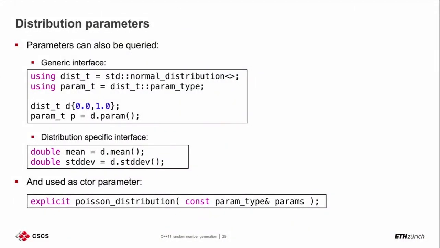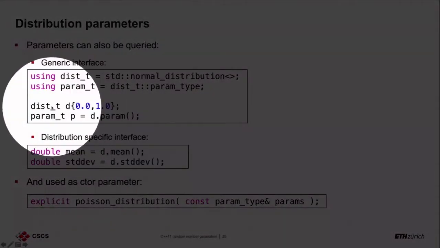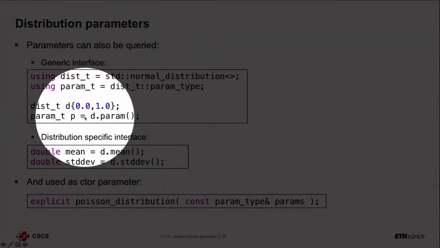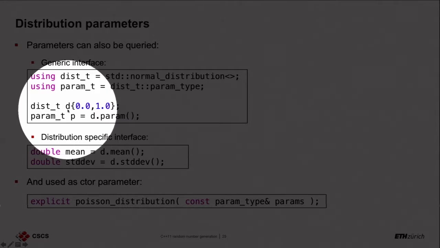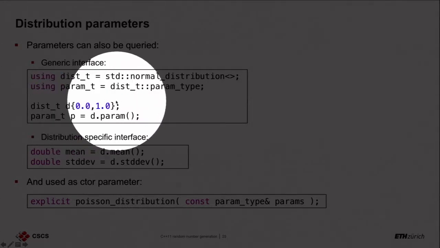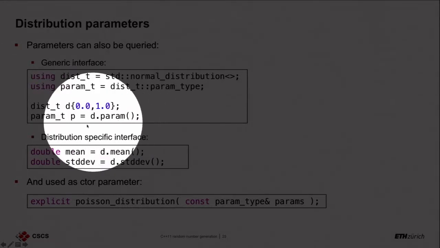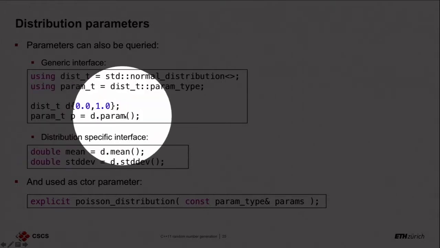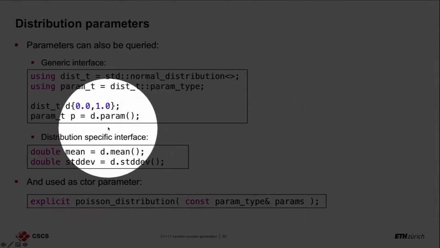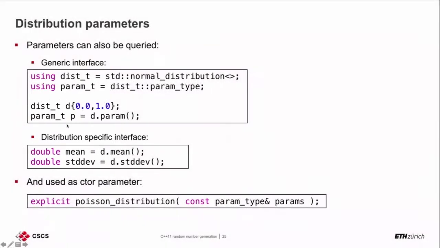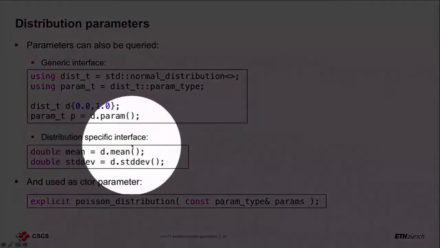Of course, we also have the getter methods to access the parameter set of the particular instance of a distribution that you are using. Let's say you have a normal distribution with average 0 and standard deviation 1. You can get the set of two parameters by calling the param method, and the result will be stored in this P object.